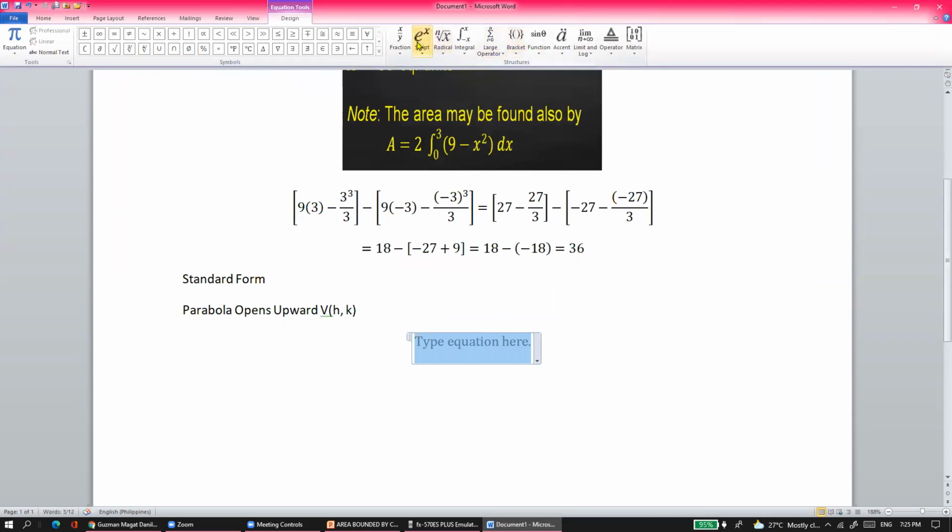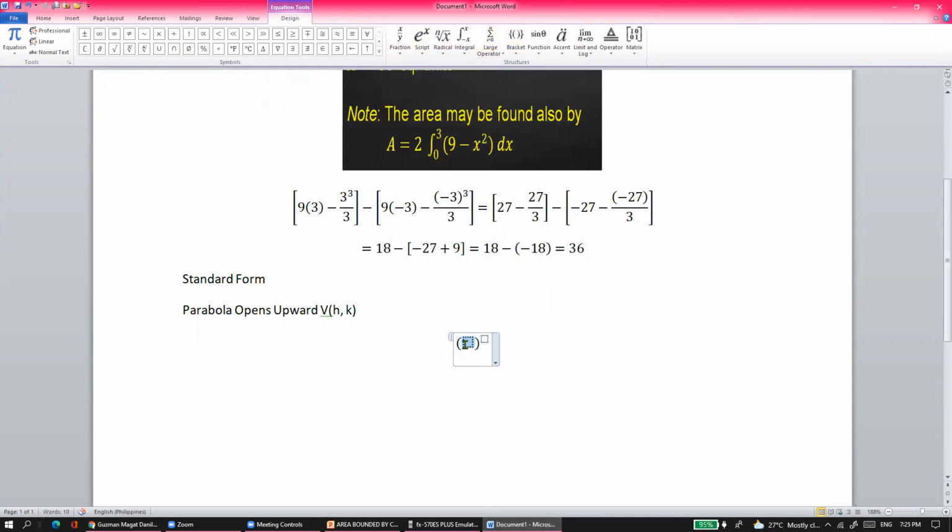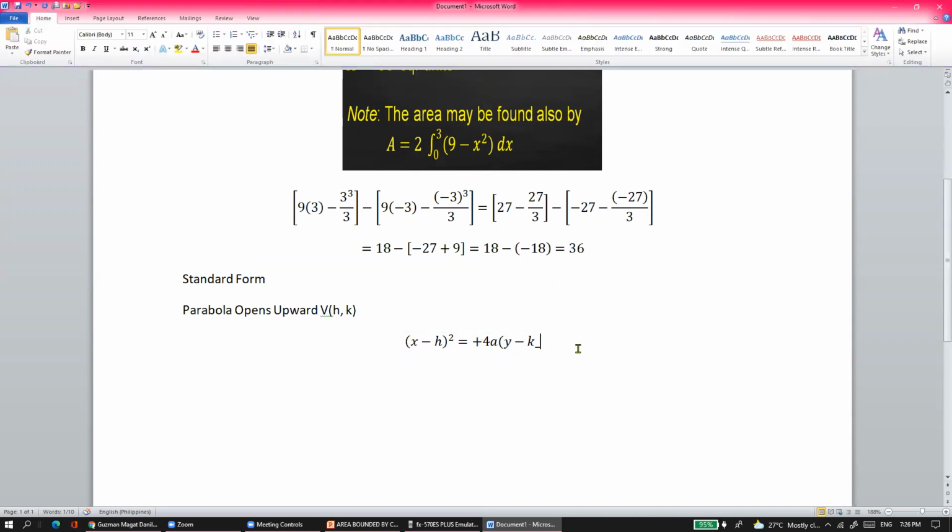Una, lagyan ko ng square, and then ito. So, x minus h, and then square, equal. Di ba upward? So, I will use the positive sign, and then 4a, y minus k. Ang katabi niya, y. Okay? At dahil ang sign is positive, upward yan. So, yun yung equation natin.